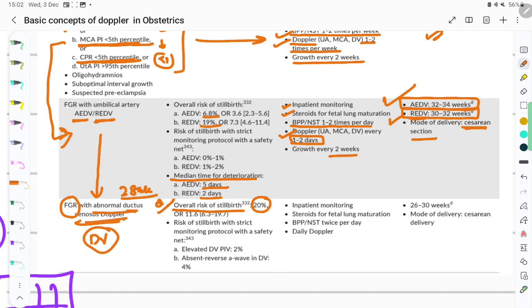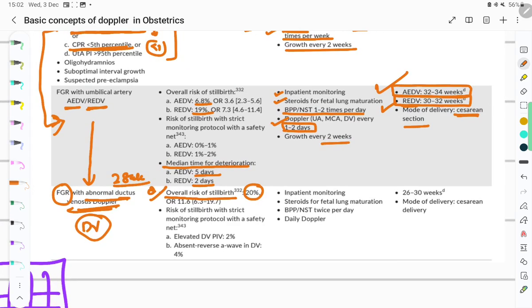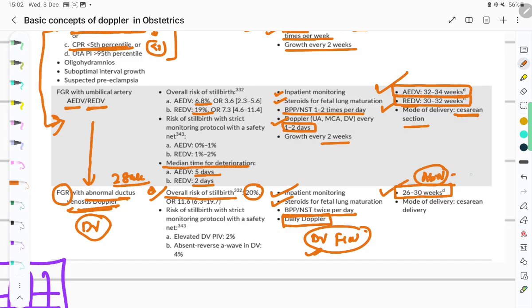This is a question. So what will we do? We'll do inpatient monitoring. We'll admit the patient, steroid for lung maturation, BPP and NST twice per day, and we'll do daily Doppler. Daily Doppler means ductus venosus flow. We'll check the ductus venosus flow daily, and we'll terminate at 26 to 30 weeks if there is abnormal ductus venosus Doppler. Abnormal means absent or reversal of A wave.